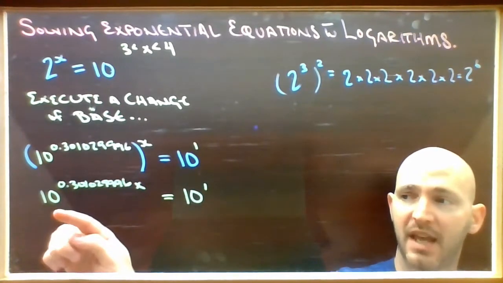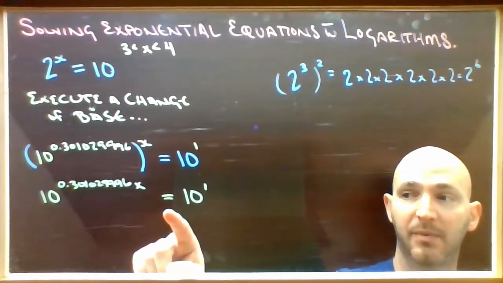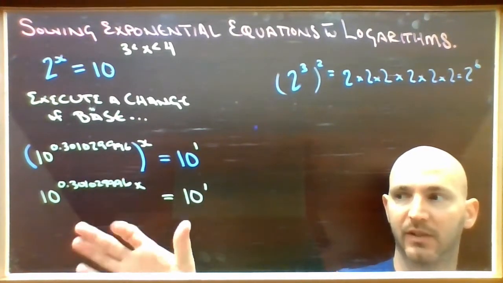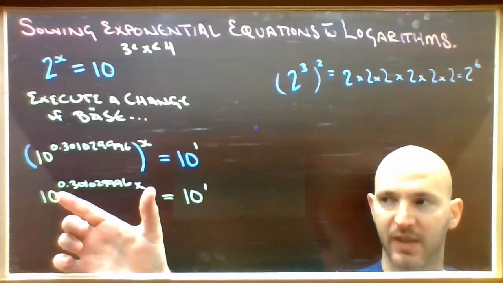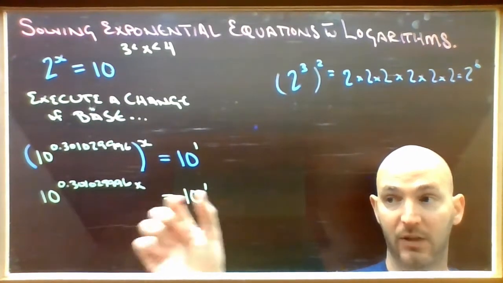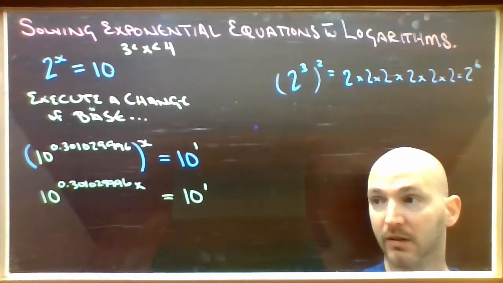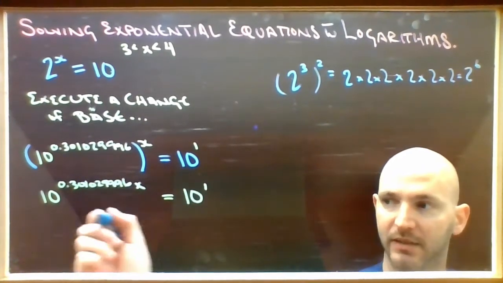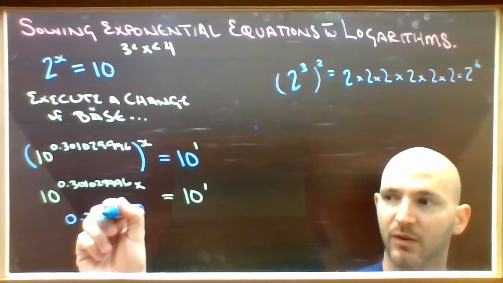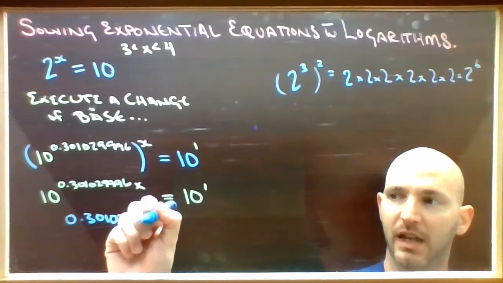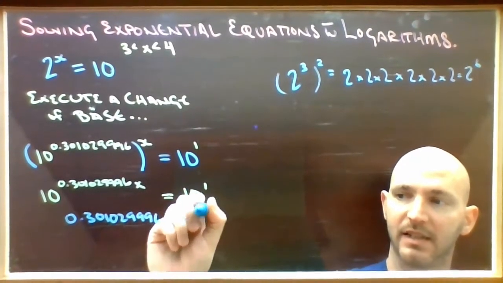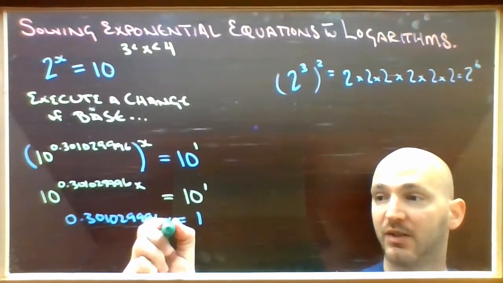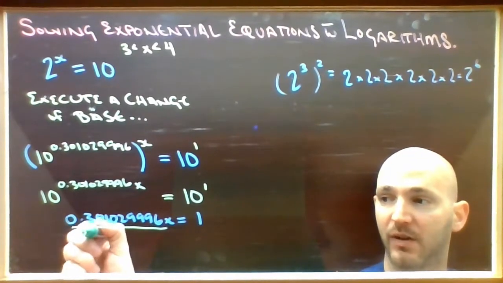And so if 10 to this exponent happens to equal 10 to the 1, then ipso facto, the only way this can be true is if this thing happens to be equal to 1. So if the exponent on this side is equal to the exponent on that side, 0.3010299996x is equal to 1. Now to finish that, I just need to divide both sides by this horrendous number here.